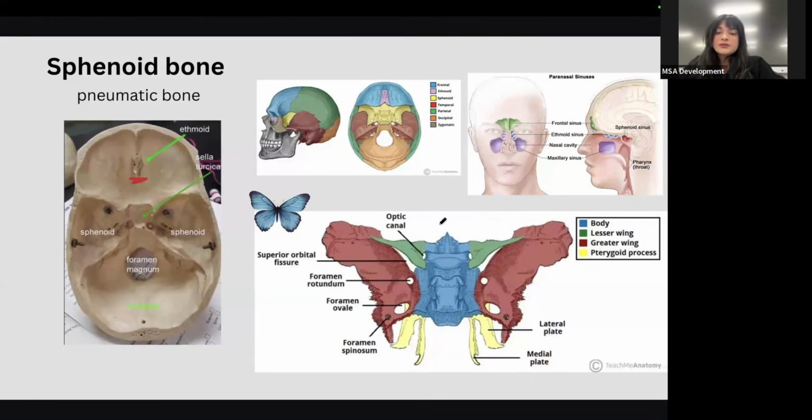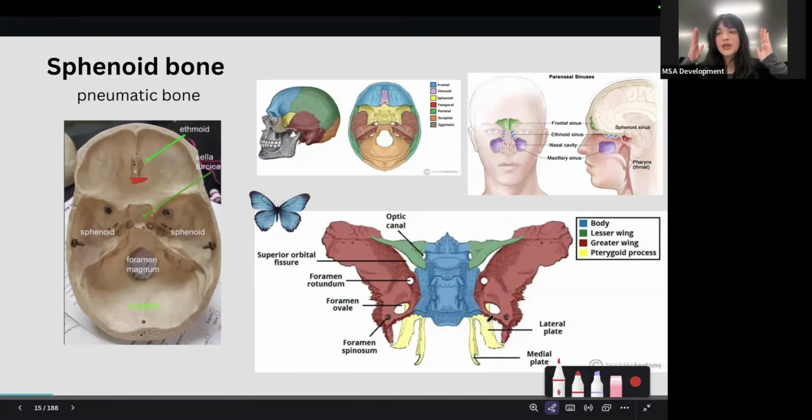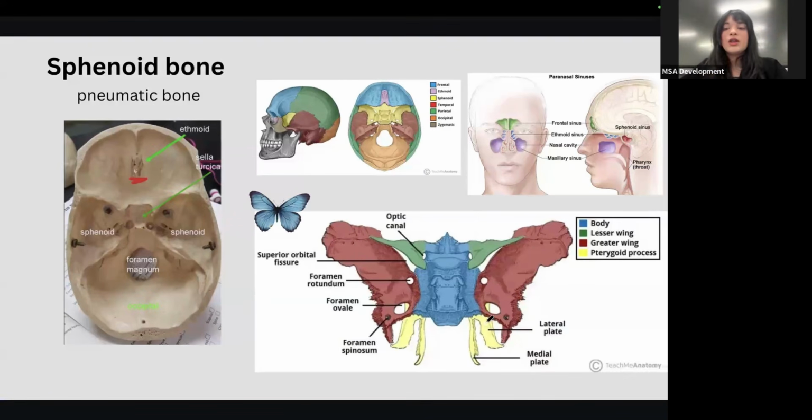Now if you look at the deeper anatomy, the blue part is the body. Then you have the lesser wings at the top, the green parts, and then you have the greater wings, the red parts. And at the bottom, you have the pterygoid processes. You have the lateral plate, which is outward, and the medial plate, which is inward. So just remember that.